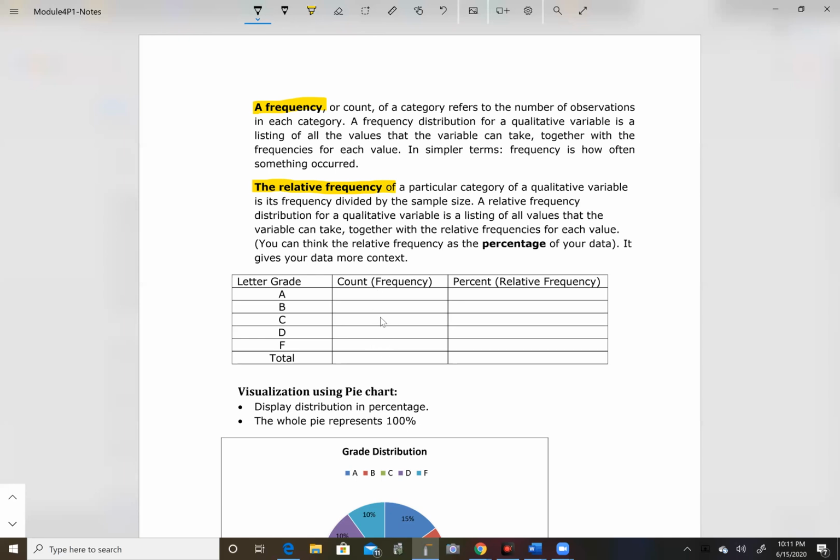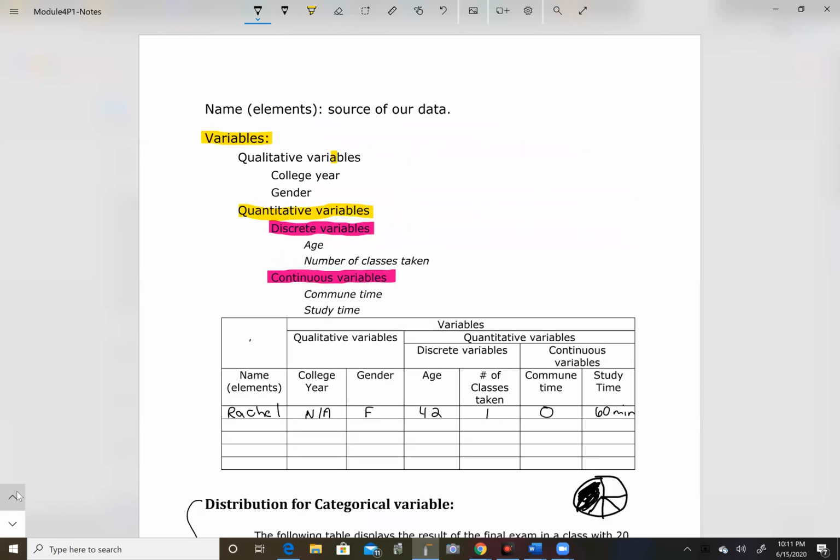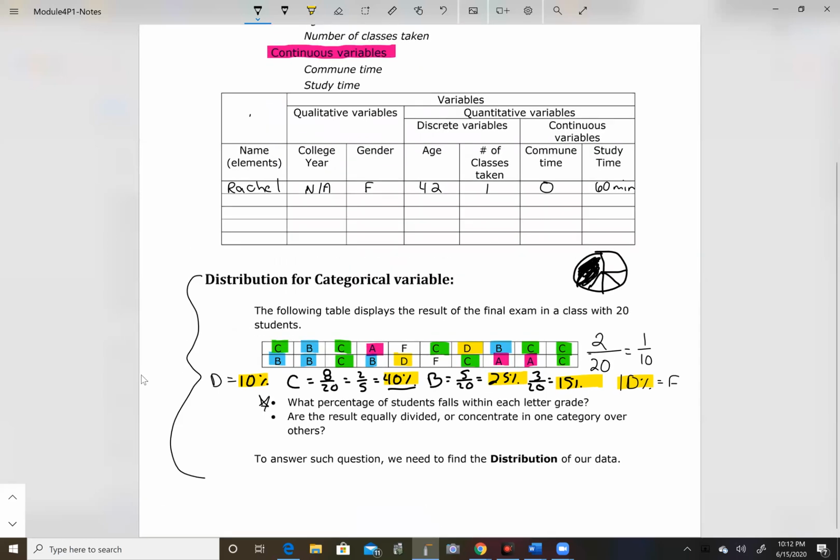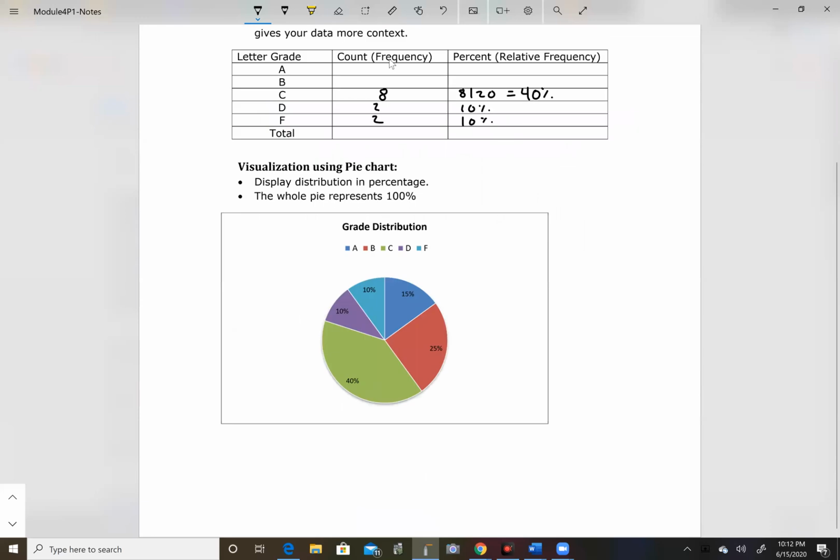We would put, I can't remember what they all were, but I think C was 8, and then this was 8 divided by 20, which was 40%. Okay, so this is exactly what we just did above, but they had this beautiful little table for you to do it in. These were both 2, right? And then it was 10%. And B's were 5 and A's were 3, and that was 15% and 25%. Okay. Oh, and look, it made us our little pie chart anyway.